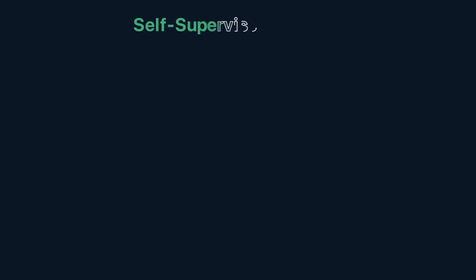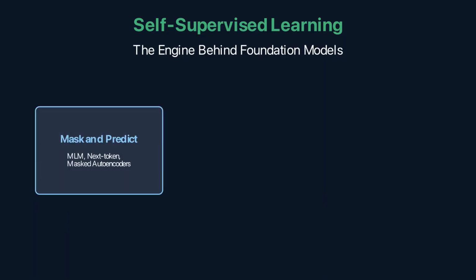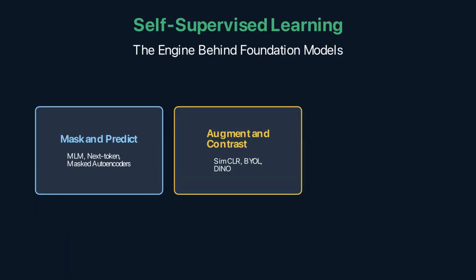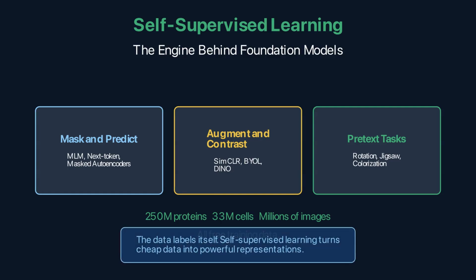Mask and predict next token, masked autoencoders. Augment and contrast: SimCLR, BYOL, DINO. Pretext tasks: rotation, jigsaw, colorization. The data labels itself: 250 million protein sequences, 30 million cells, millions of tissue images, all free training data. Self-supervised learning turns this abundance into powerful representations. It's the engine behind every foundation model in the polyglot video.